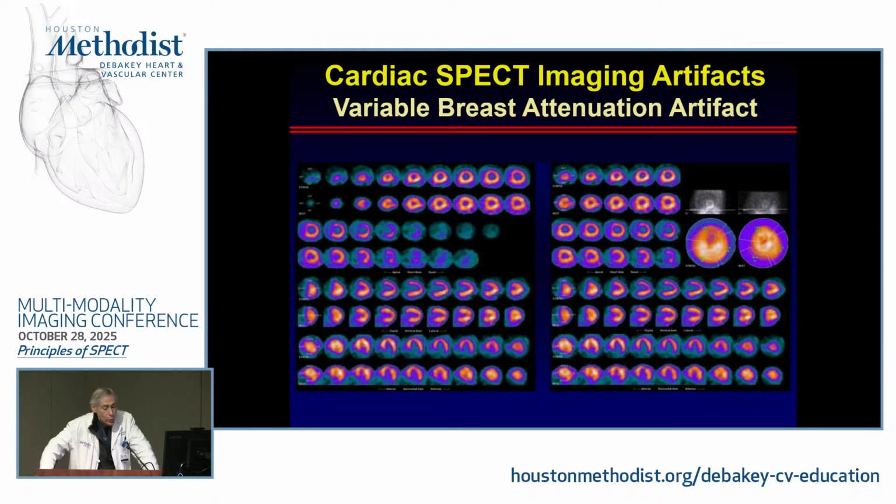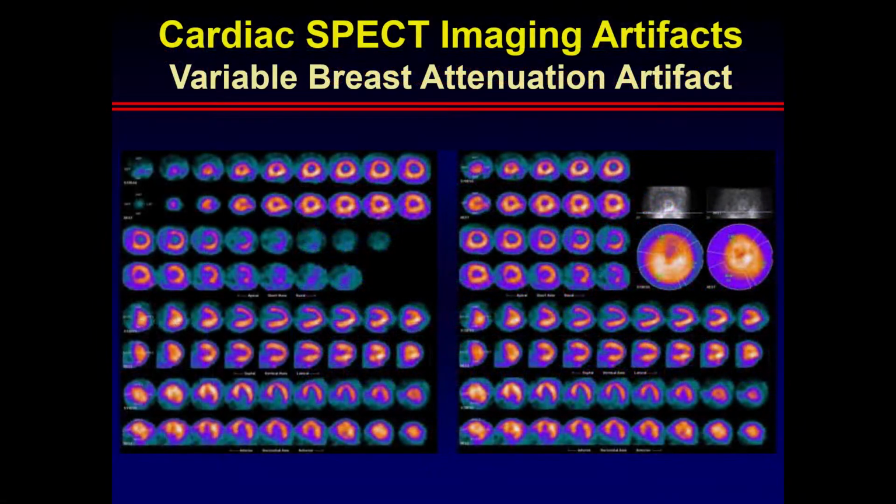And that's because if you look on the right-hand panel, you can see on the stress images, the breast was only partially covering the heart. And on the rest images, the breast was completely covering the heart. So there was uniform attenuation, okay? And this patient was said to have LAD ischemia, okay? Well, no, it was just differential breast attenuation. And again, sometimes we can get away with this because now we do prone imaging and we also do CT correction. But this is something also to be aware of.